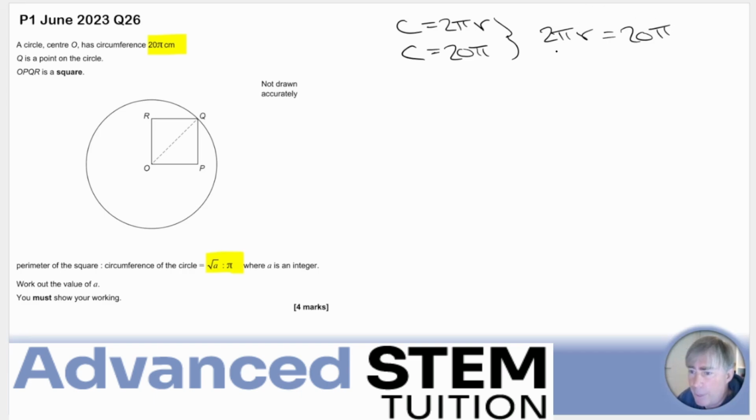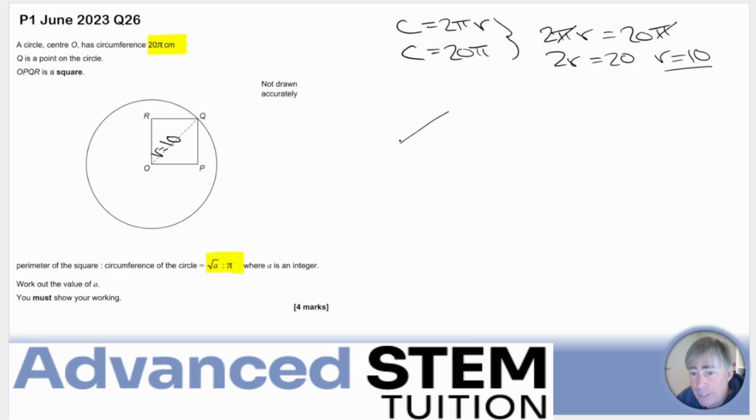So we know that 2 pi r must be equal to 20 pi. We can cancel our pi's because they appear on both sides, so we know that 2r is 20. So from that, we can establish that r is equal to 10 centimetres. I'm not going to write the units. So I already now know that we have a 10 centimetre radius of our circle, so that's going to help us. Now, if you look at that radius, that actually forms the diagonal across OQ of our square.